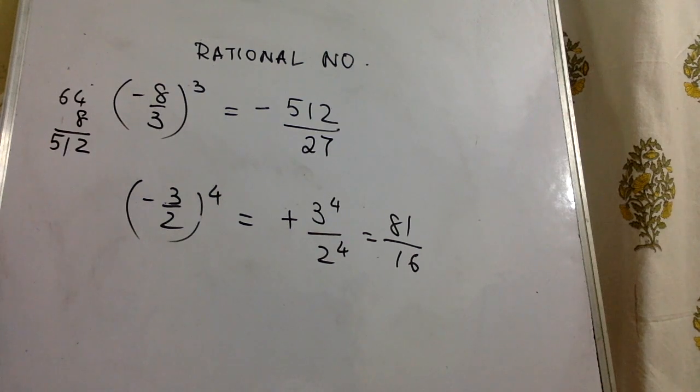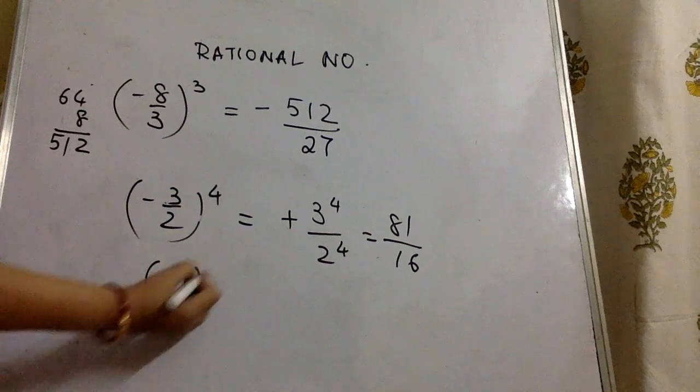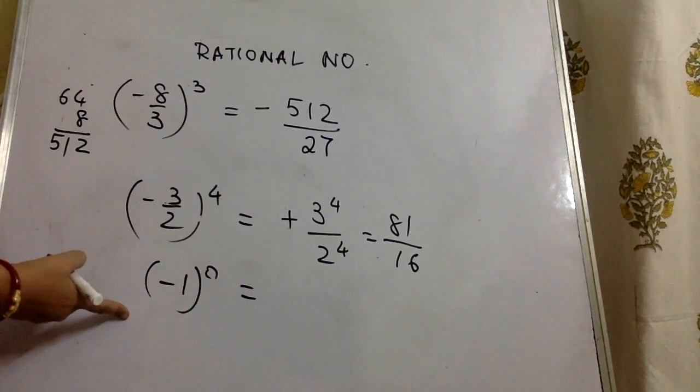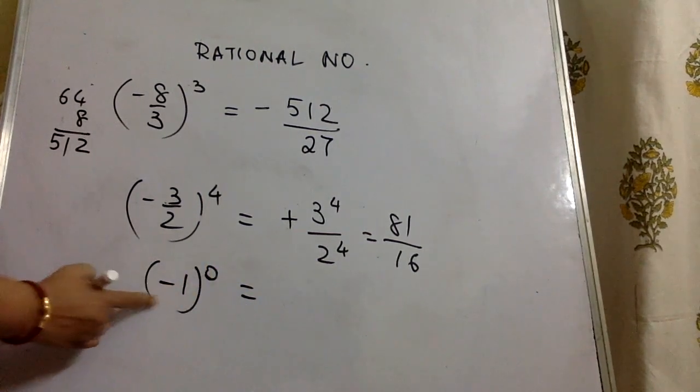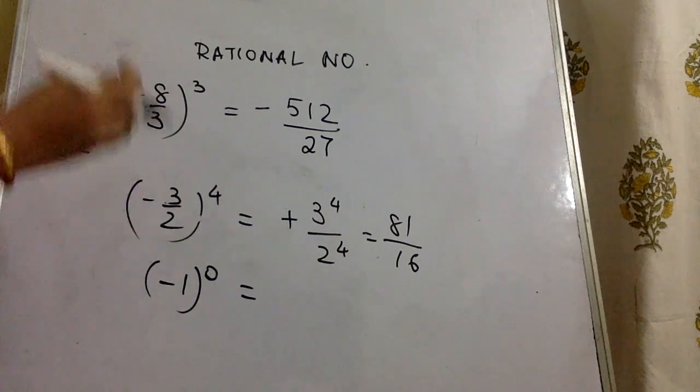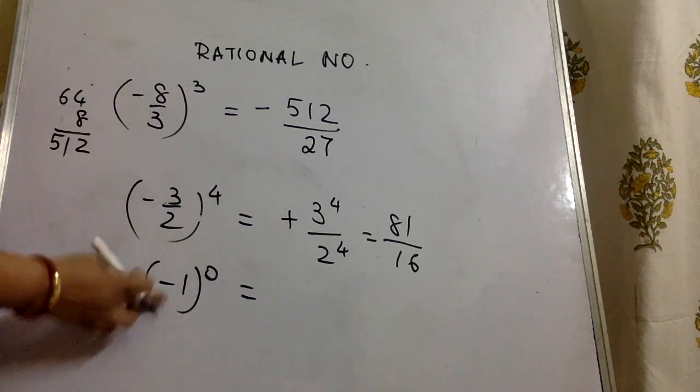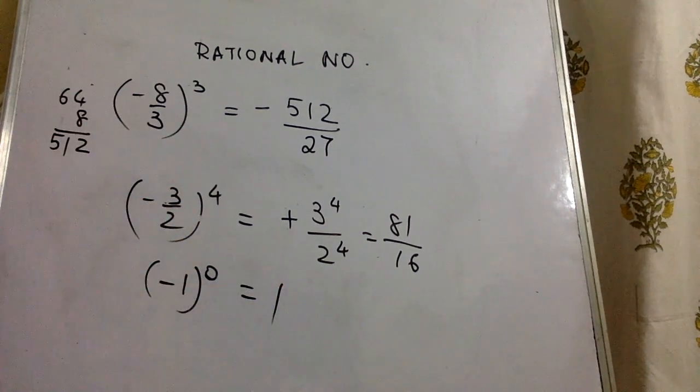Now one very cute looking sum is minus 1 to the power 0. I have told you in the rules of exponents, any number to the power 0 is always 1. So be it algebraic, be it decimal, be it fractional, be it a regular whole number, integer, anything.